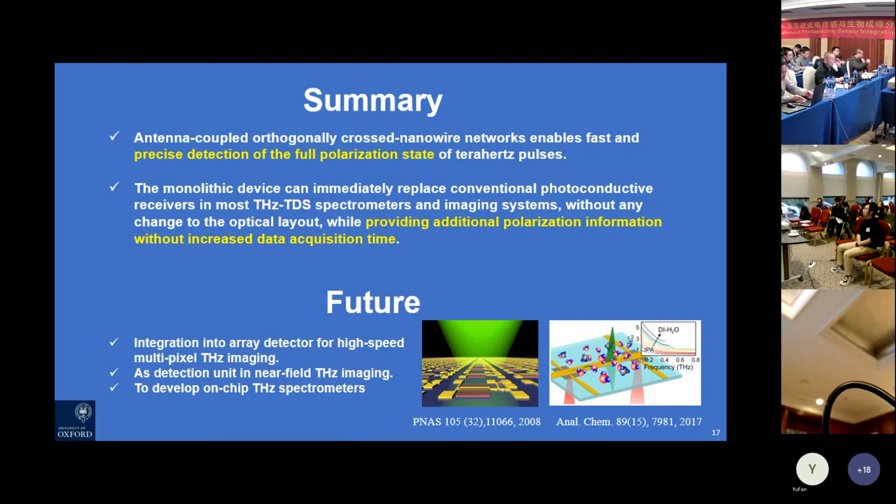And the last thing is something I want to talk with you about, because this detector can be used to build an on-chip terahertz spectrometer, which can be combined with microfluidic devices for single cell study.